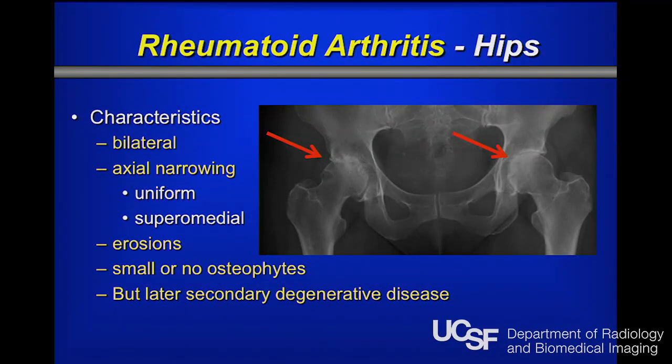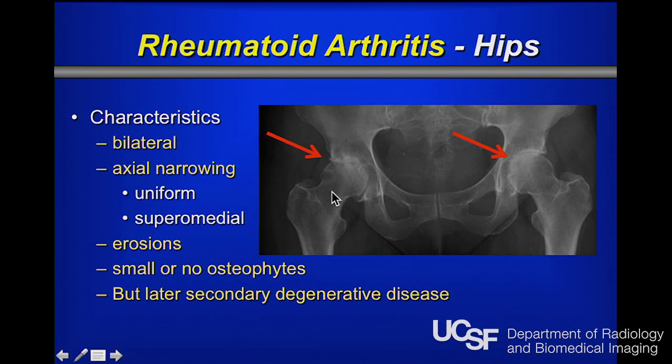This is a radiograph of a patient who has advanced rheumatoid arthritis of bilateral hip joints, and again highlighting the typical findings. You have bilateral joint involvement, so you have this diffuse central axial narrowing of the joint. This is not like a degenerative disease where it affects mostly the superolateral aspect. This affects the entire joint. You see these erosive changes, again, in these marginal areas here.